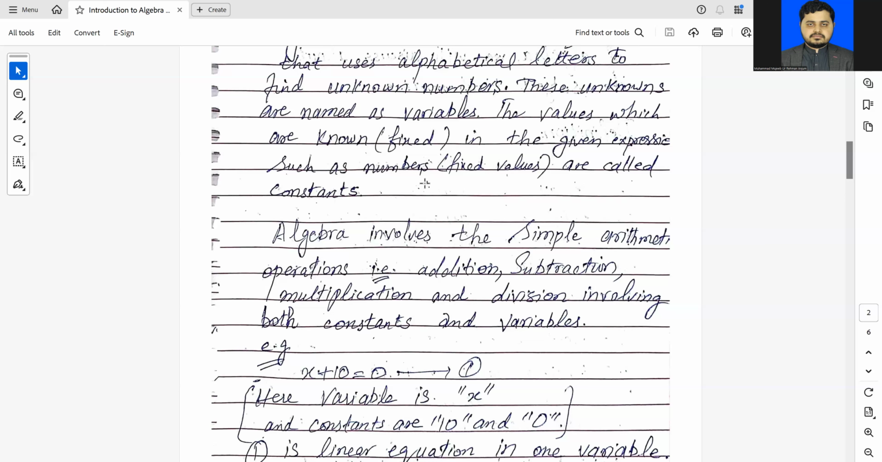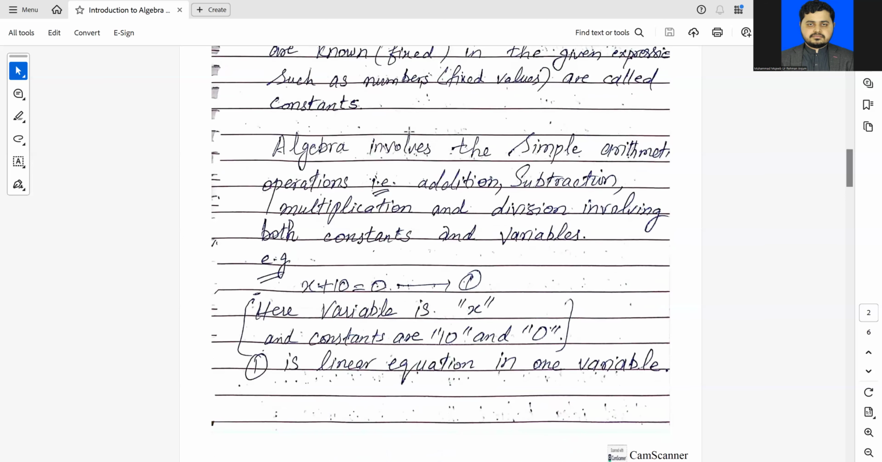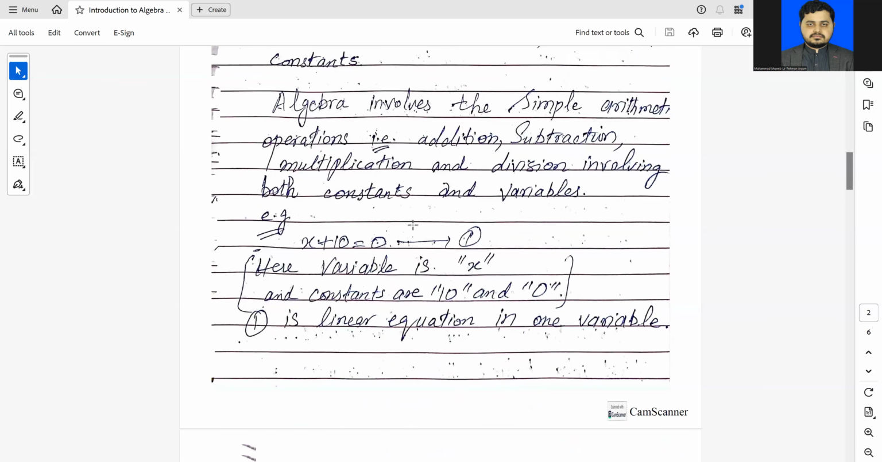Okay, so we move on to the simple arithmetic operations that are involved in algebra. These are addition, subtraction, multiplication, and division.